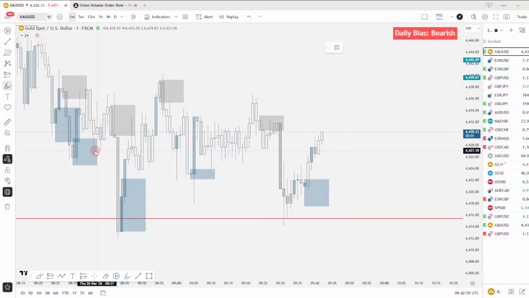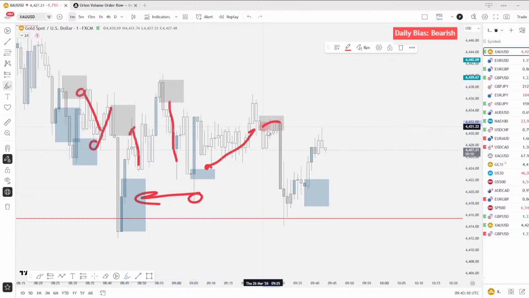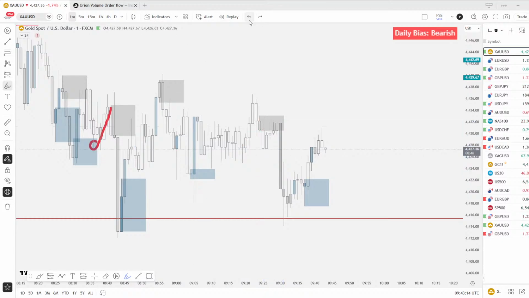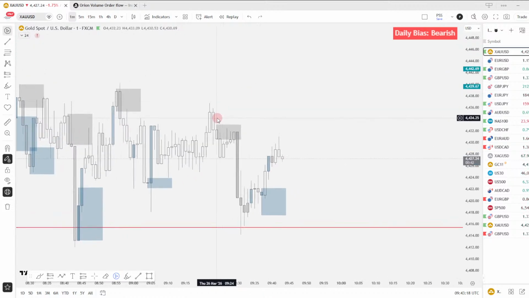For example, beautiful buy, beautiful sell. Not so beautiful, but enough of a sell. Another sell. Buy. Buy. If you're a scalper, this is your paradise.